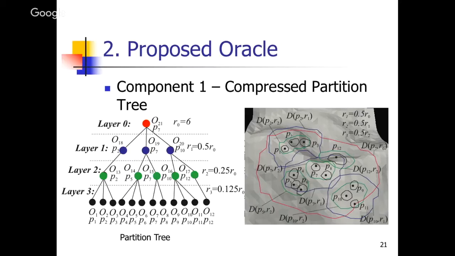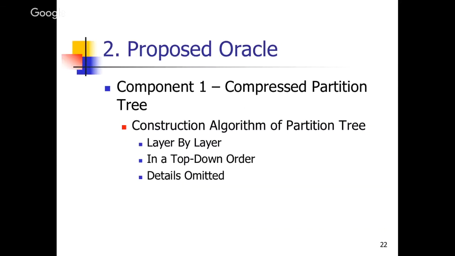And note that the corresponding disk of each leaf node contains only one point of interest, which is its center. Each leaf node is called the corresponding leaf node of its center. So for example, the node O1 centers at P1, so O1 is called the corresponding leaf node of P1. And O2 centers at P2, so O2 is called the corresponding leaf node of P2. And we construct the partition tree layer by layer in a top-down order, and details are omitted here.